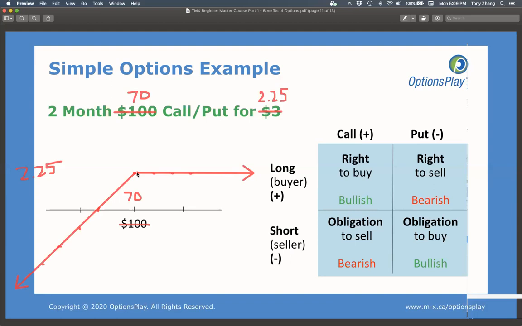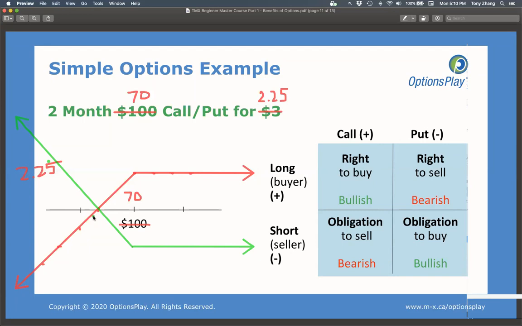And as you can see, the put seller has the exact opposite payoff graph as the put buyer, which is denoted by the green line. So the green line's the put buyer, the red line's the put seller. And this is the fundamentals of options trading. Understanding when you want to buy a call, when you want to sell a call, when you want to buy a put, when you want to sell a put.